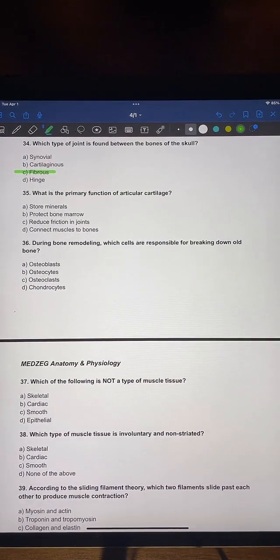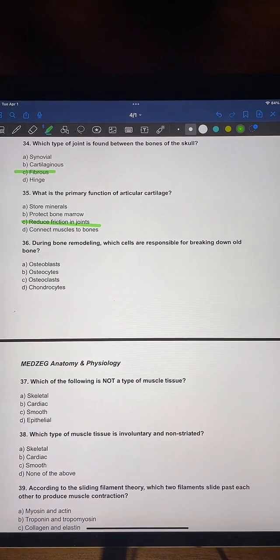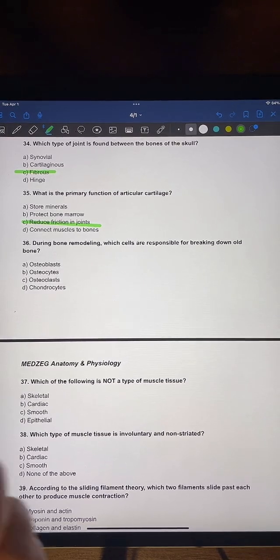35. What is the primary function of articular cartilage? Synovial joints are your highly mobile joints, like shoulder, knee, things like that. Cartilaginous are slightly movable, which are like vertebral discs. So you can move them a little bit, but not too much. 35. What is the function of articular cartilage? The answer is C. It is to reduce friction in joints. Articular cartilage covers the ends of bones of the synovial joints. So it reduces friction, absorbs shock, things like that.